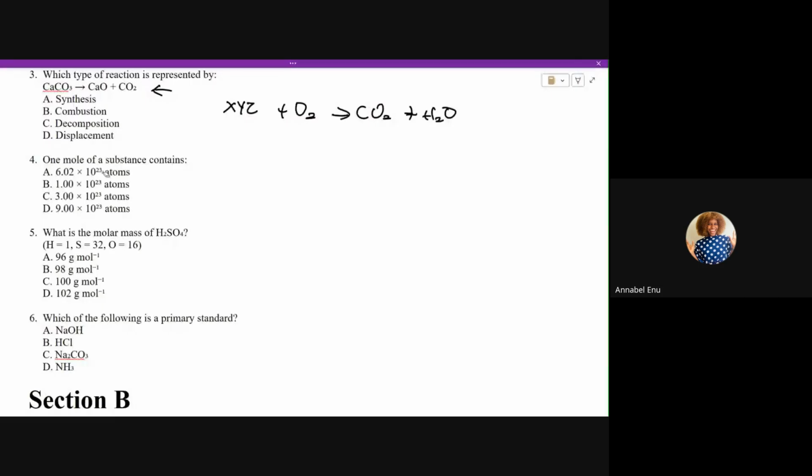Avogadro's number explains that one amount of something is equal to 6.02 times 10 to the power of 23 atoms, or 6.02 times 10 to the power of 23 particles. So the amount of something can be the mole of something, or an atom of something has these particles, or the mole has these atoms. It just depends. At the end of the day, it is one amount of something.